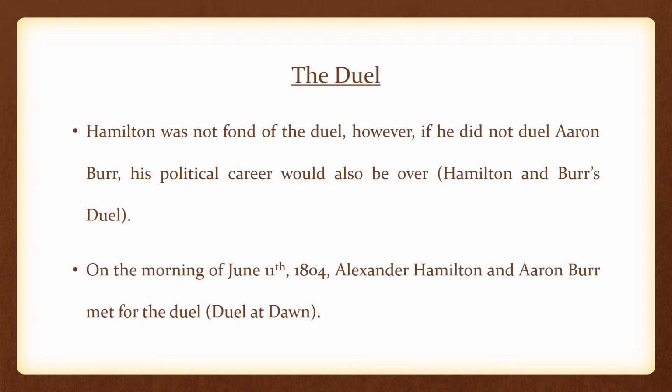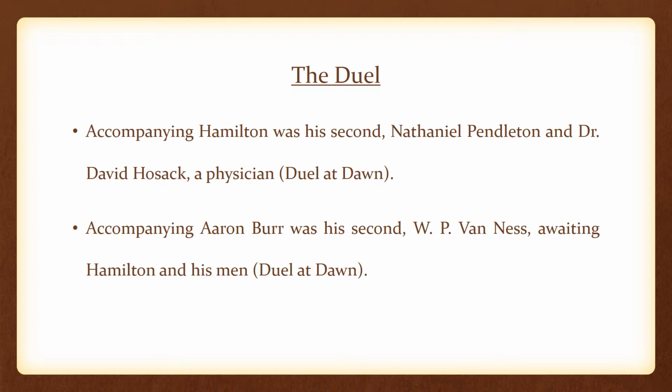Hamilton was not fond of the duel. However, if he did not duel Aaron Burr, his political career would also be over. And on the morning of June 11, 1804, Alexander Hamilton and Aaron Burr met for the duel. Accompanying Hamilton was his second, Nathaniel Pendleton, and Dr. David Hosack, a physician. Accompanying Aaron Burr was his second, W.P. Van Ness, awaiting Hamilton and his men.